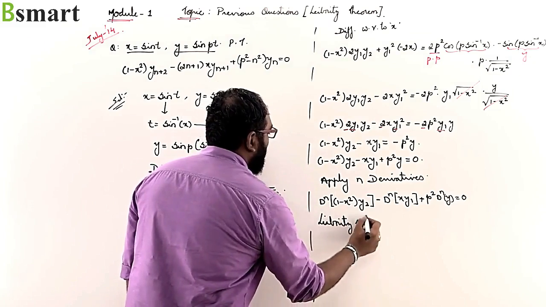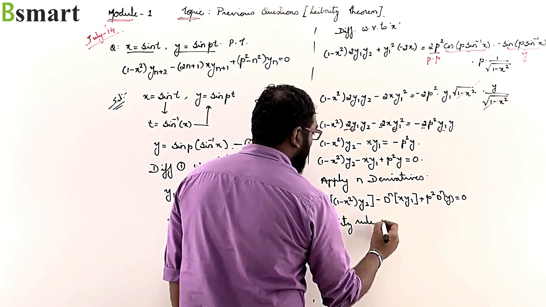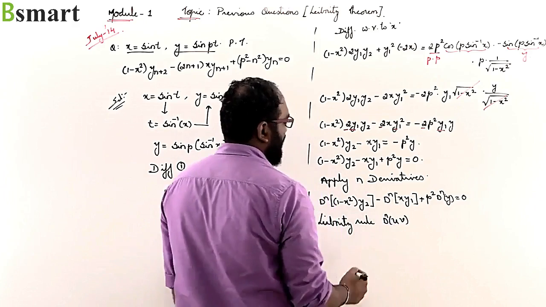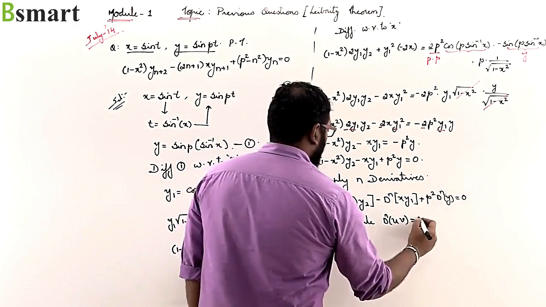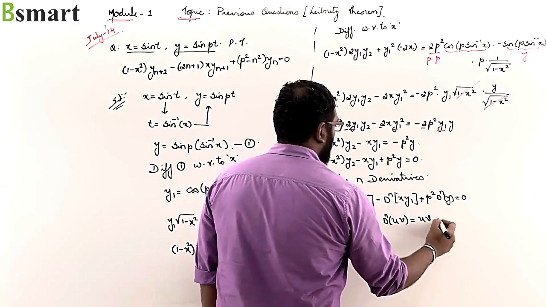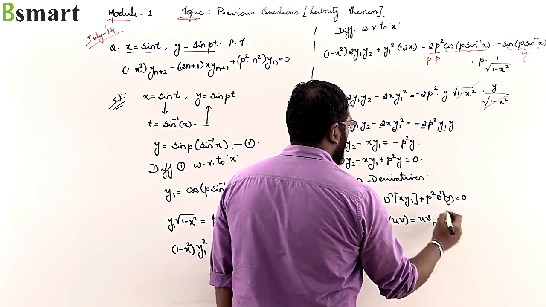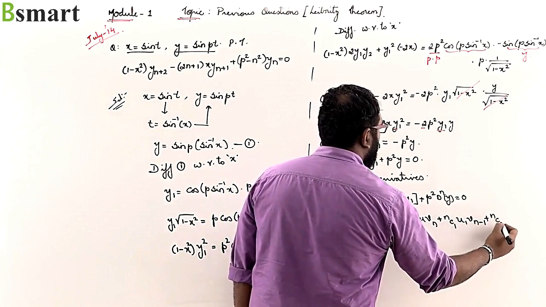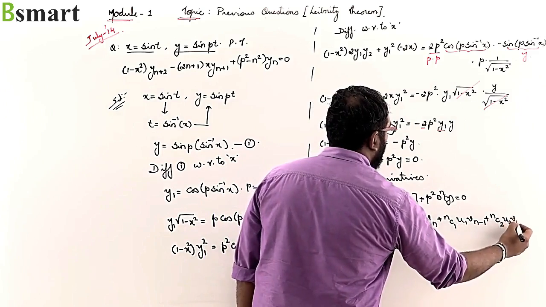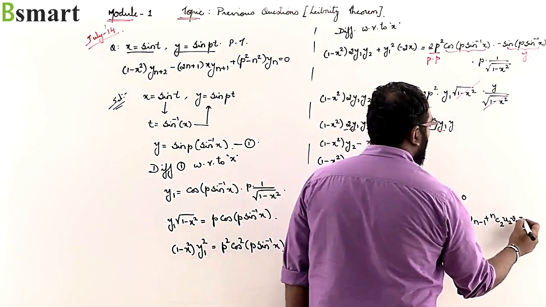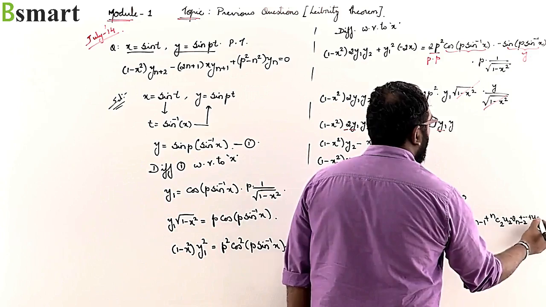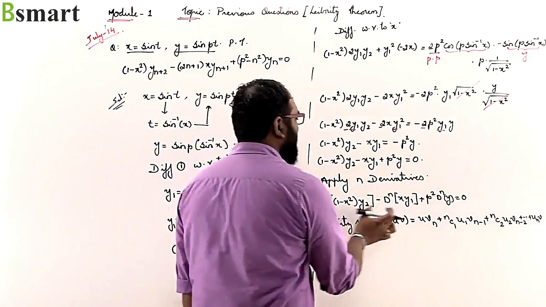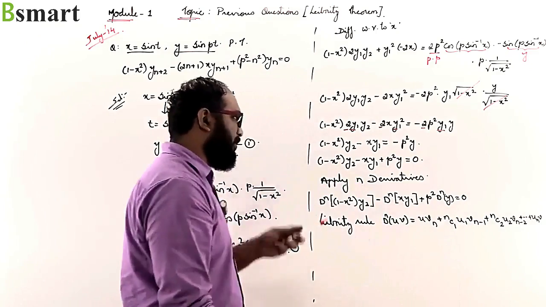If we are applying the Leibniz rule, what the Leibniz rule says is that the nth derivative of uv is equal to u v_n plus nC1 into u1 v_(n-1) plus nC2 into u2 v_(n-2) plus so on, plus u_n v. So that is our Leibniz rule. Now for individual terms, I'll be applying the Leibniz rule.